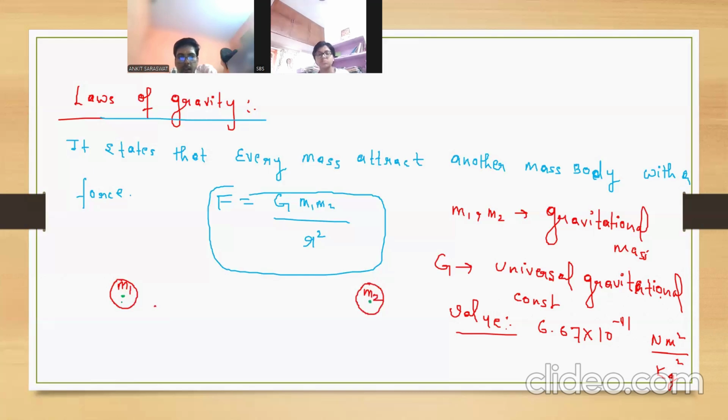Okay. This is the center of this body. Let us suppose C1. Here center C2. If you join these two centers, you will get this line. This force will be acting along this line only. This is R. R is the center to center distance.